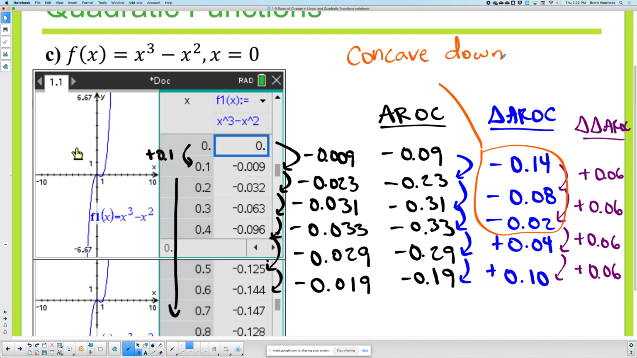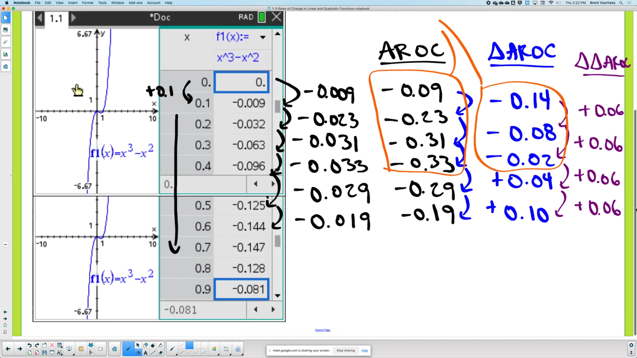Said another way, between these values, the average rate of change was decreasing, which made that concave down. Now we switched at some point in time, and the average rate of change began to increase. Once we began increasing, it became a positive number here, it became concave up.